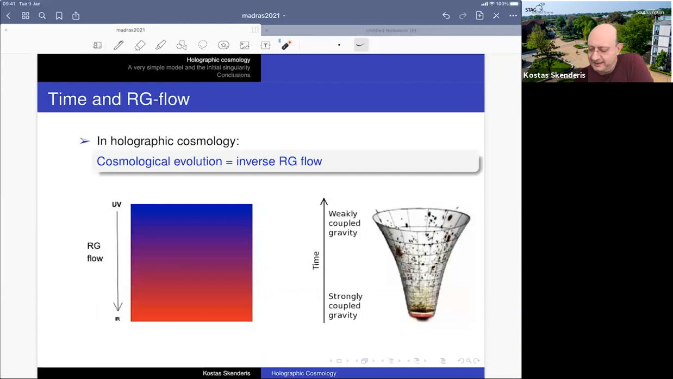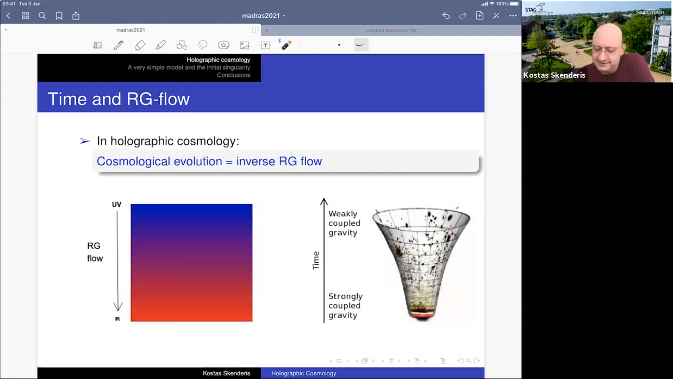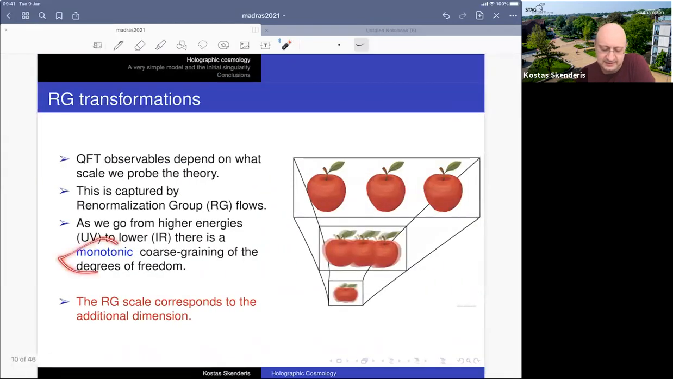Let me actually, I don't have the slides here, but I have them in different docs. So let me make just a couple of general comments. First, the direction of time. We know, of course, that we perceive that there is a direction of time. So in holography, this is linked to the monotonicity of the RG flow.